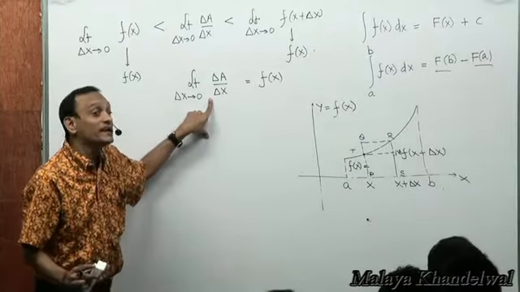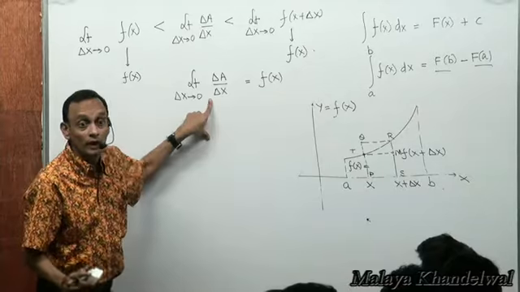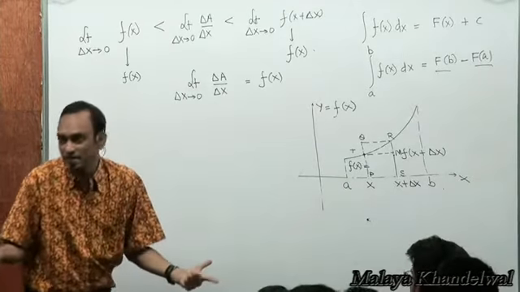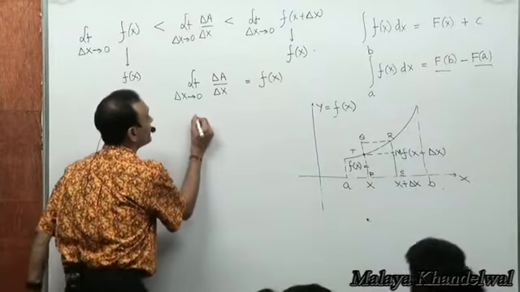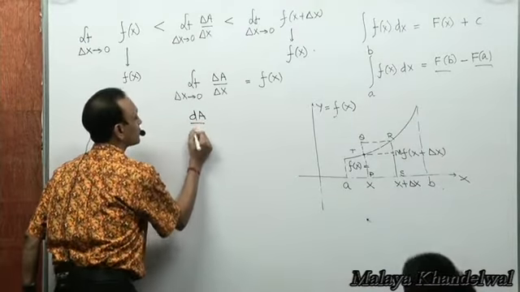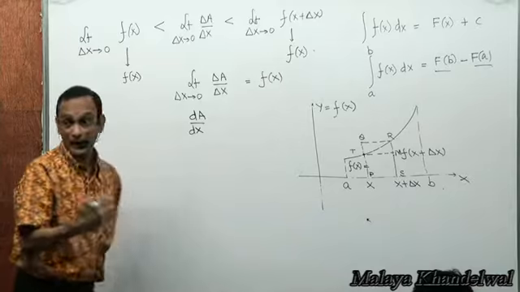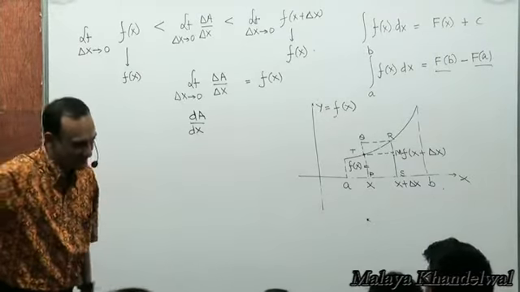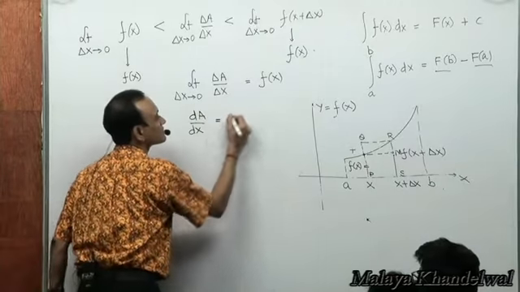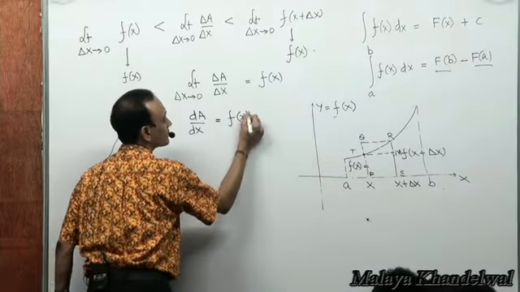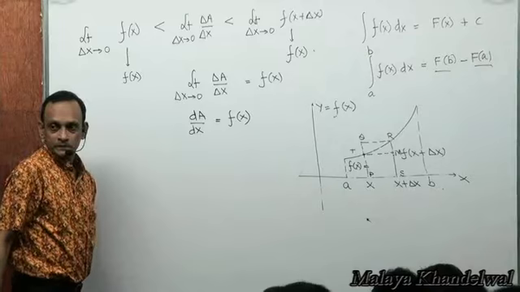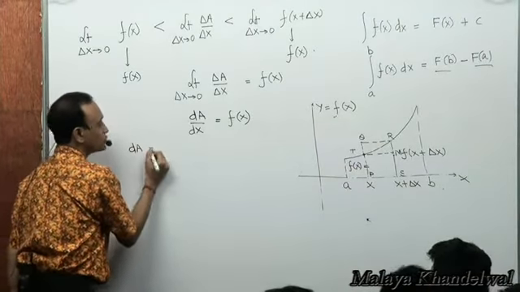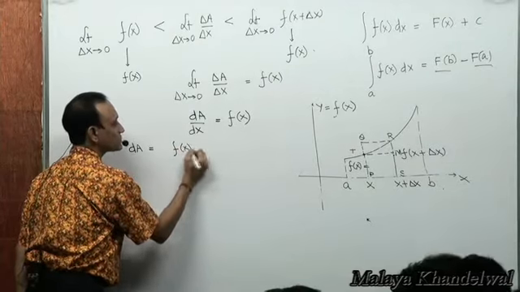Now, what is the limit of delta A by delta x as delta x tends to 0? dA/dx, isn't it? That by definition is dA/dx, the derivative of A with respect to x, where A is a function of x. A is the area up to x, right? That's equal to f(x). Yes or no? dA then is going to be f(x) dx.